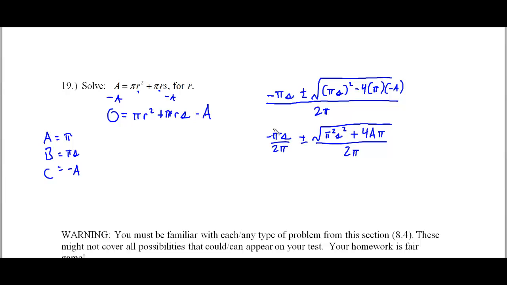The only thing I can do now is simplify this first fraction because it's pi divided by pi, so this is negative s divided by 2, plus or minus the rest of this whole thing. This is one of the problems that I did in class when I was demoing problems in this section. And again, there's the warning at the bottom here. Anything in this section's fair game.